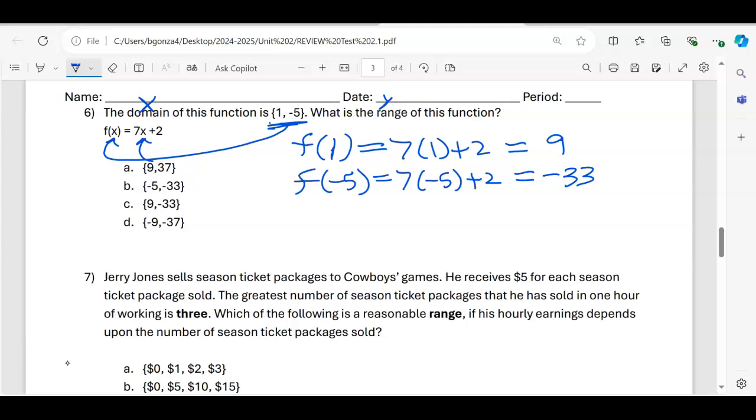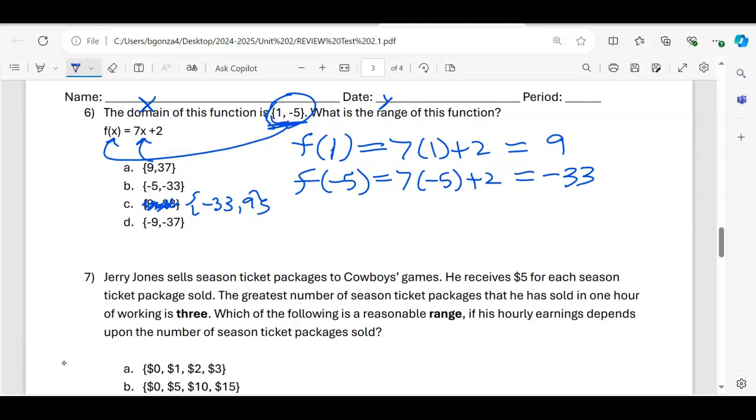Sorry, I was in a rush when I made this, but C would be right, but it's in the wrong order. So negative 33 comma 9 is what it's supposed to be. From least to greatest, that's what it's supposed to be. Ha ha. Okay, well, there's that. This is also not in the right order. It is what it is.